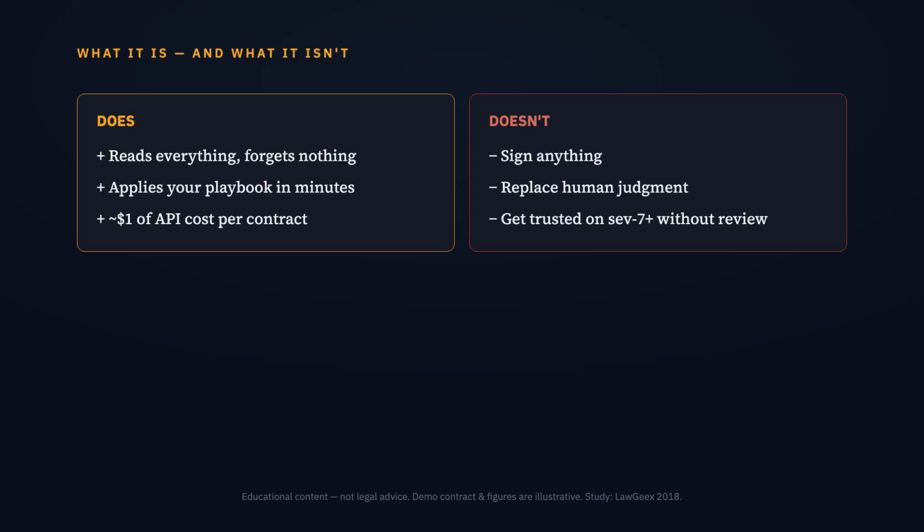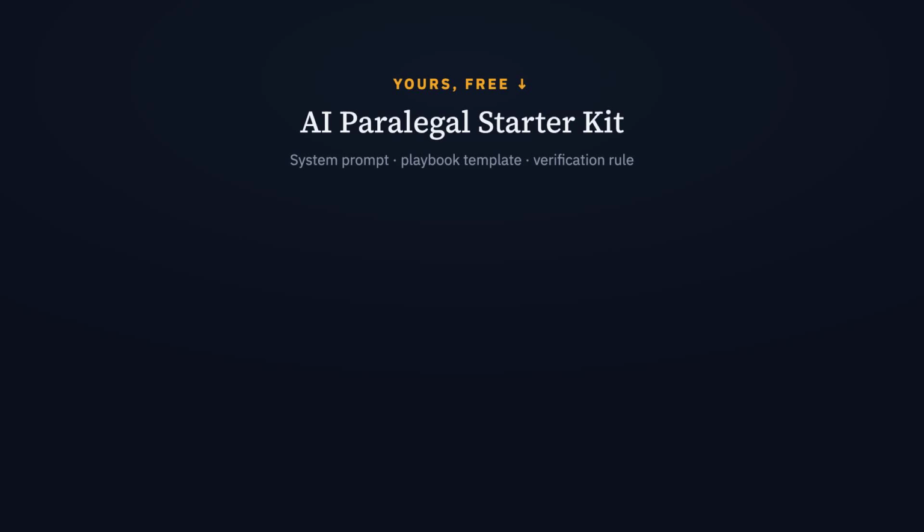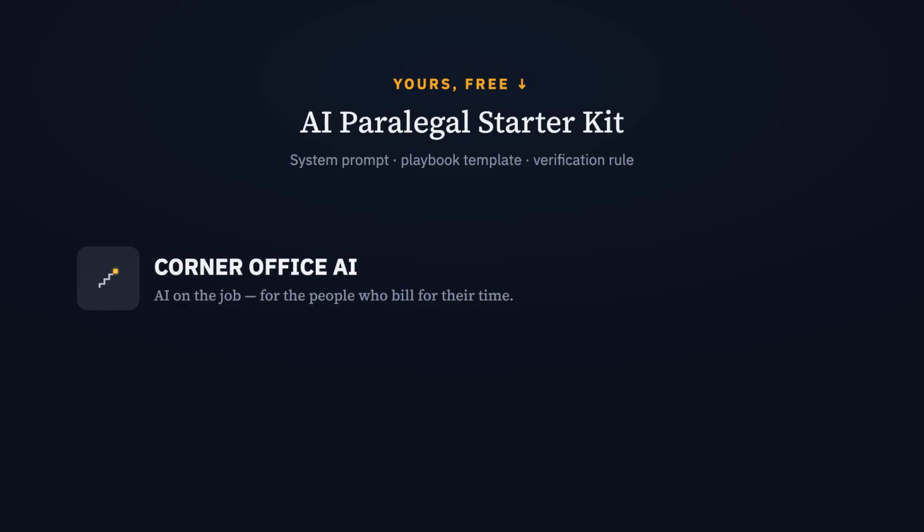And if you're wondering whether AI can even compete with trained eyes, in a controlled study, 20 experienced corporate lawyers reviewed NDAs against an AI. The lawyers averaged 85% accuracy at spotting risks. The AI hit 94. The lawyers needed 92 minutes. The AI needed 26 seconds. First pass belongs to the machine. Judgment stays human.